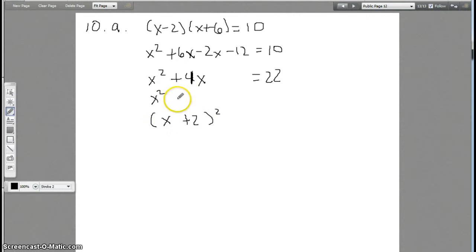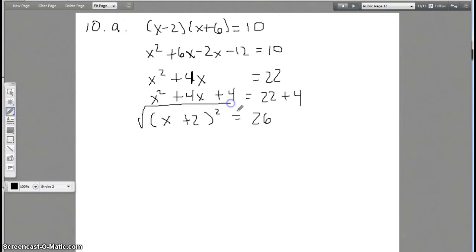2 times x times 2 is 4x. And then we square our last term, which is 4. We can see that we added a 4 on the left side, so we're going to add 4 on the right side. So that means that x plus 2 squared must be equal to 26.